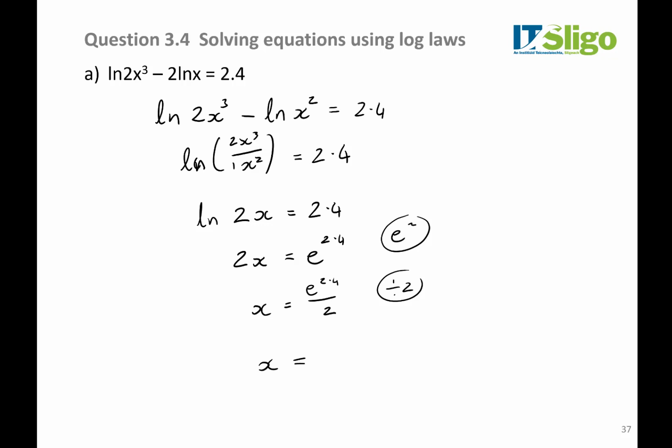And then it's just a calculator exercise. E to the power of 2.4. Be careful to move your cursor out so that you don't put in e to the power of 2.4 divided by 2, which would just be e to the power of 2.1, which is a different thing. So it's kind of this on your calculator in brackets divided by 2. And we get 5.5115, blah, blah, blah.